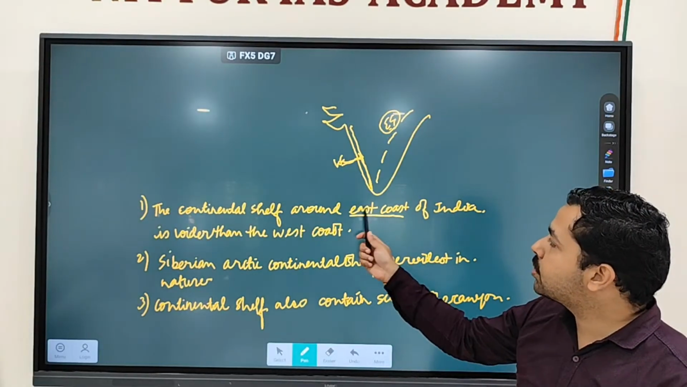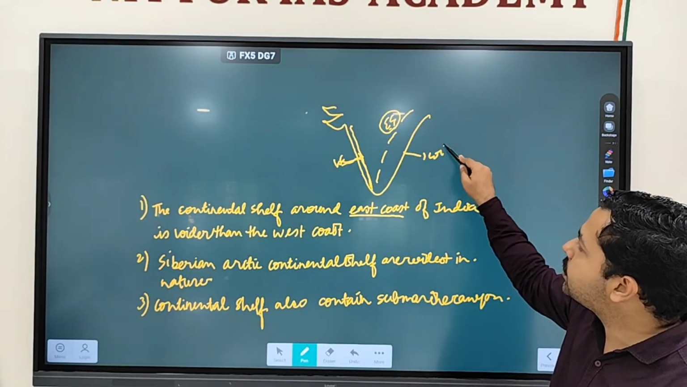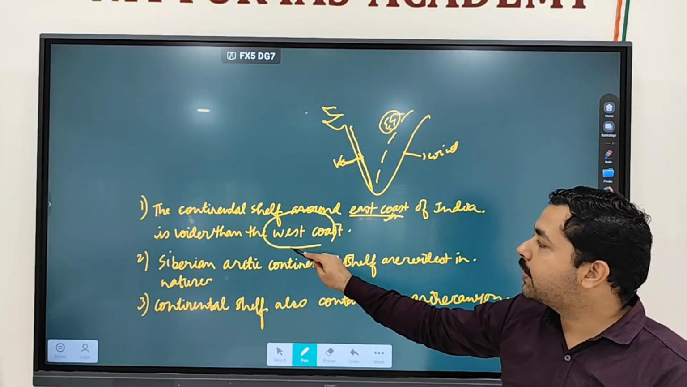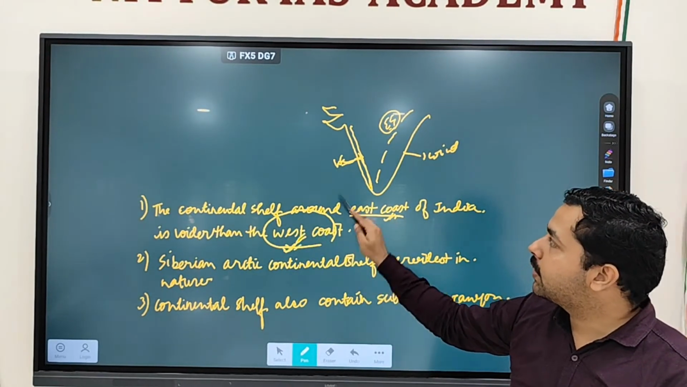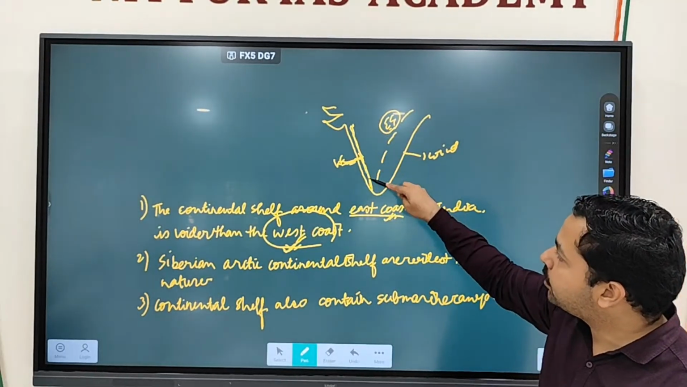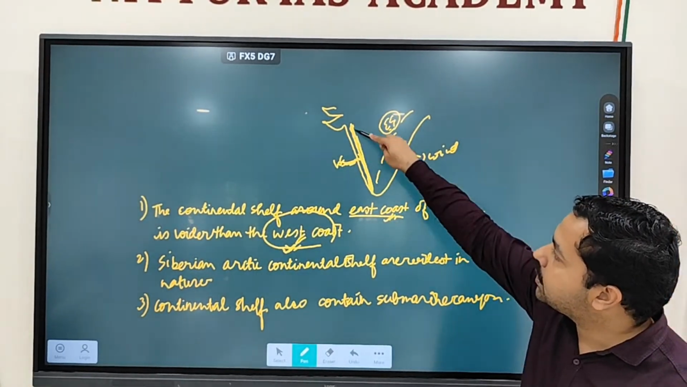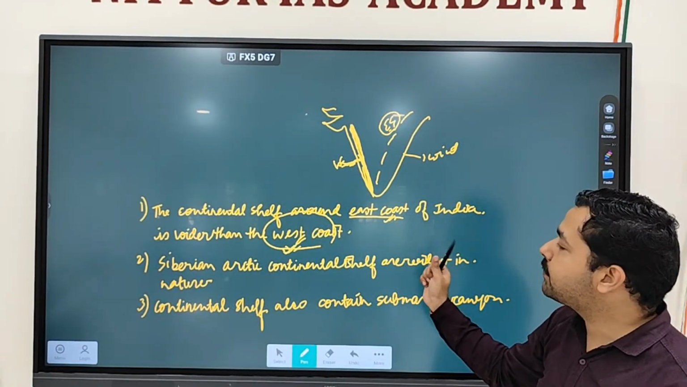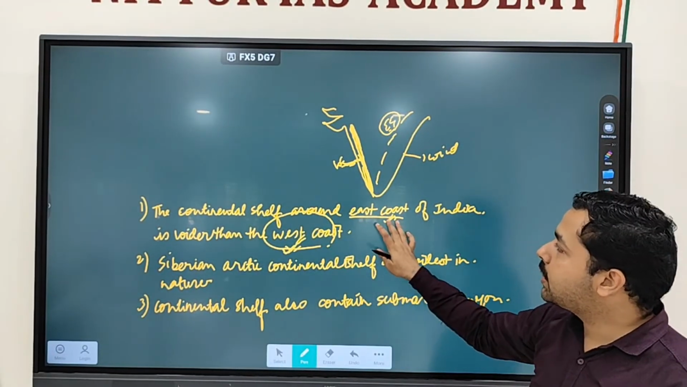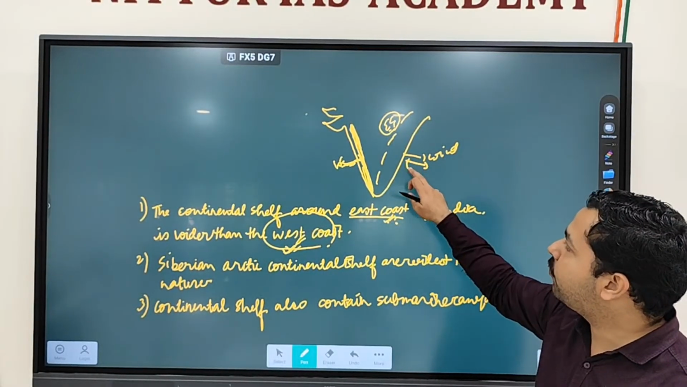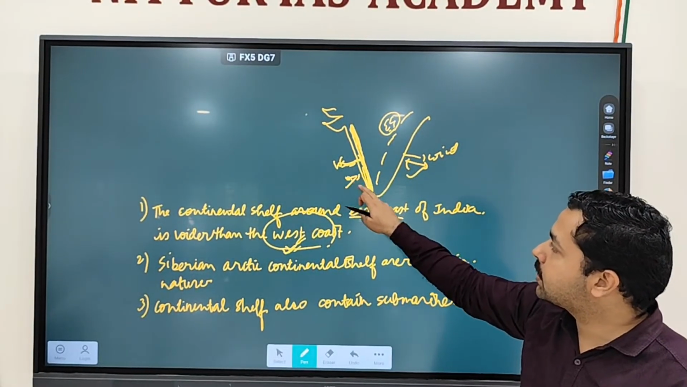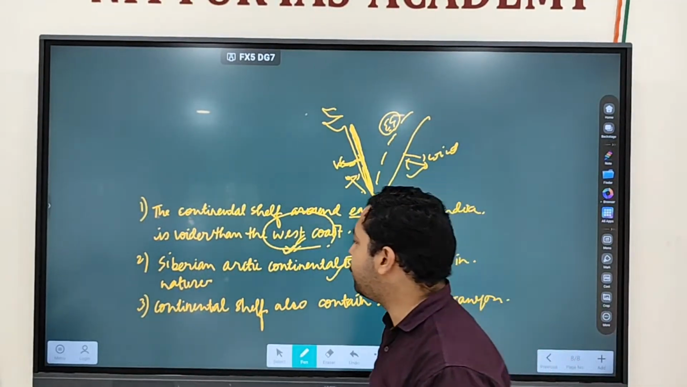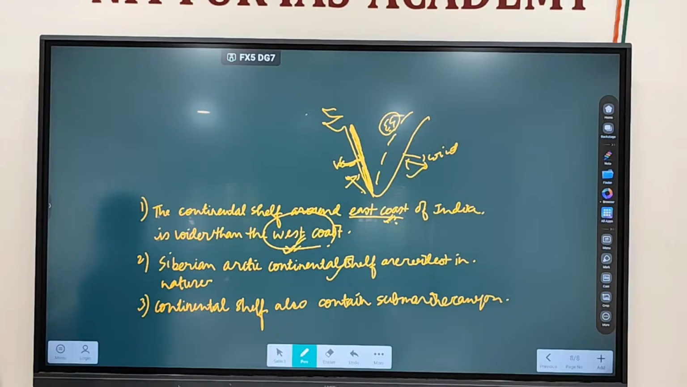That's why the east coast has a wider continental shelf than the west coast. So this statement is very correct, because at the west coast we have the Western Ghat mountain ranges, and these ensure the continental shelf is narrow. The continental shelf at the east coast is wider than the west coast. Clear? This statement is also very much correct. Siberian Arctic continental shelf are what?